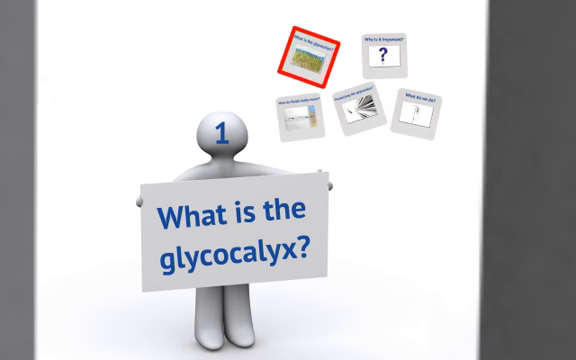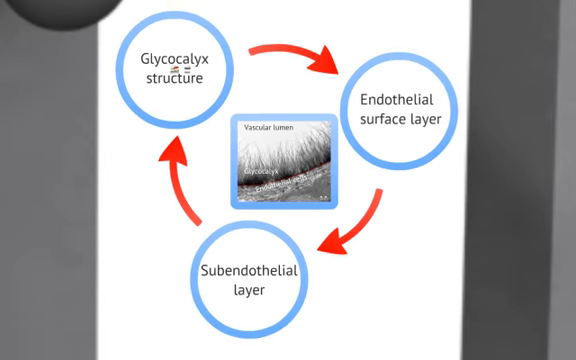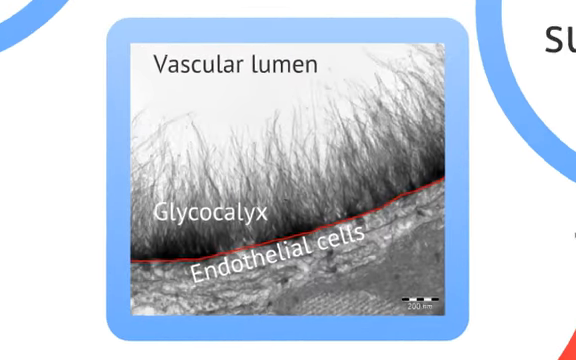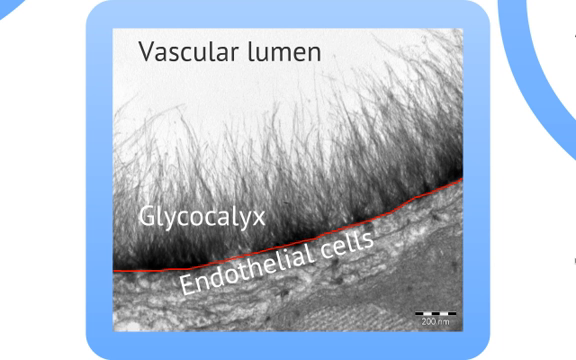What is the glycocalyx? The glycocalyx is a gel-like matrix. It lines all our blood vessels and determines the vascular barrier, preventing the free movement of water and electrolytes.